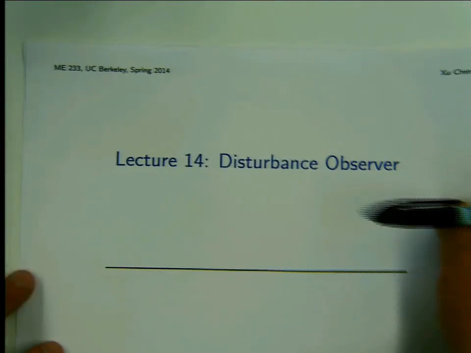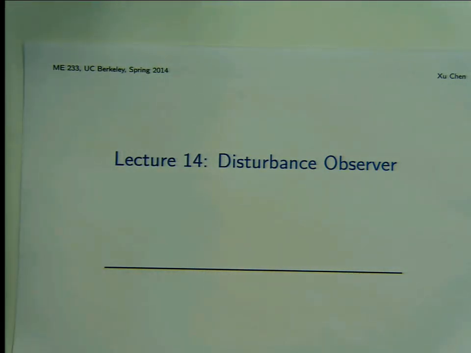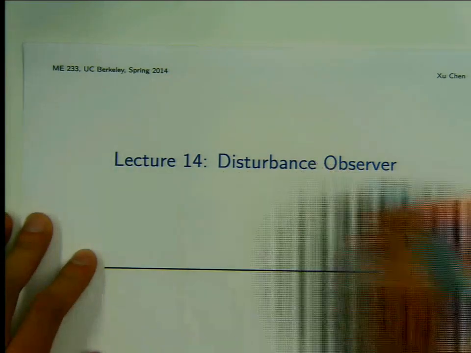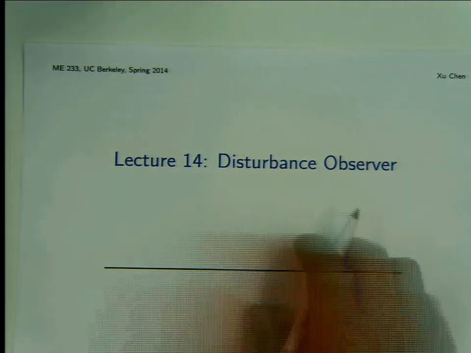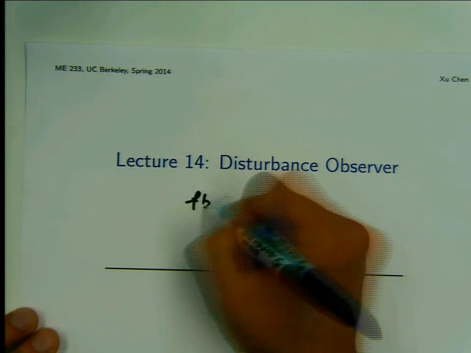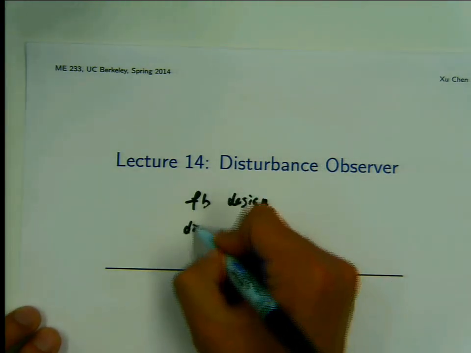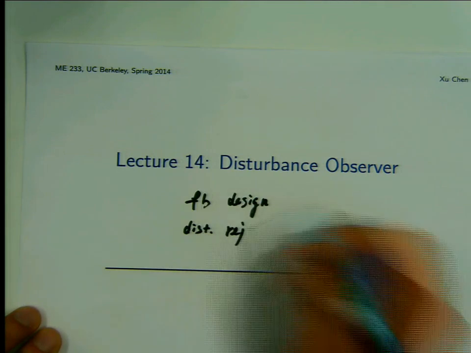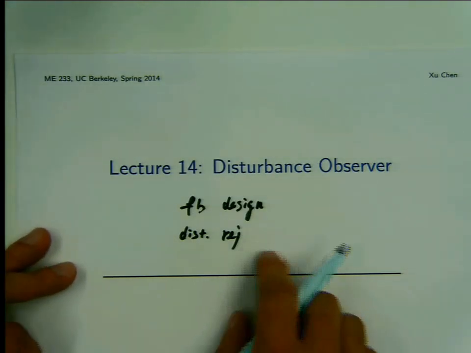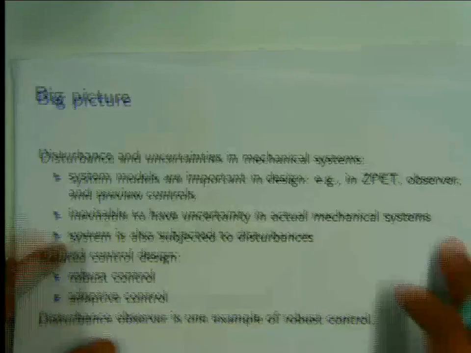I have some time, so I can start introducing a tool that is very useful and very intuitive to design as well. It's called Disturbance Observer. The big picture is that this is a feedback design approach. It's for disturbance rejection. Repetitive control is a type of disturbance rejection, and this is another type of disturbance rejection control technique.